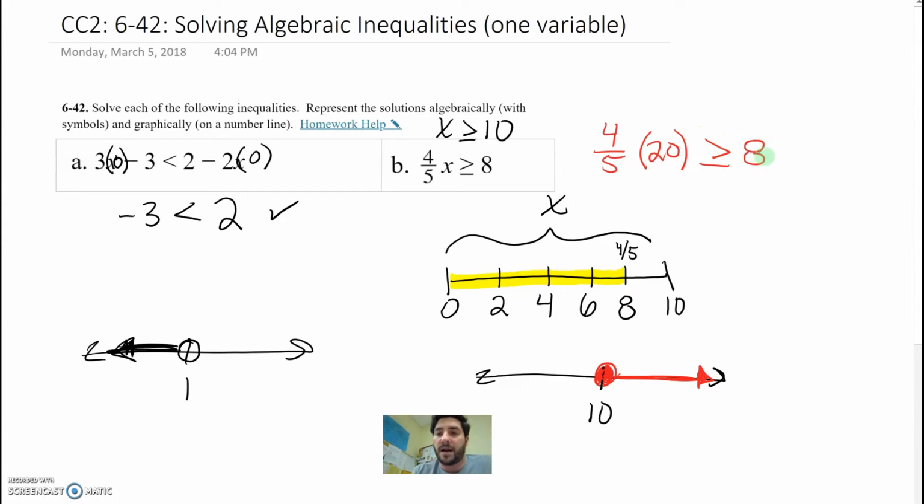Like if I use 20 here, 4/5 of 20 is greater than or equal to 8. I can put that 20 over 1. I can do a little bit of cross-canceling. 20 is the same thing as 4 times 5. So 5/5 makes 1. So this is 16 is greater than or equal to 8. That is true. I'm just checking my solutions, making sure that I have it graphed the right way. All right, thank you very much.